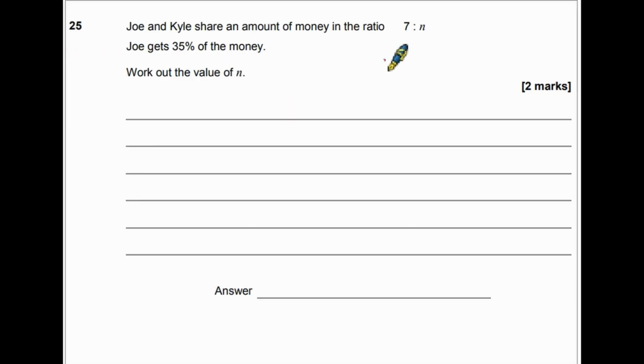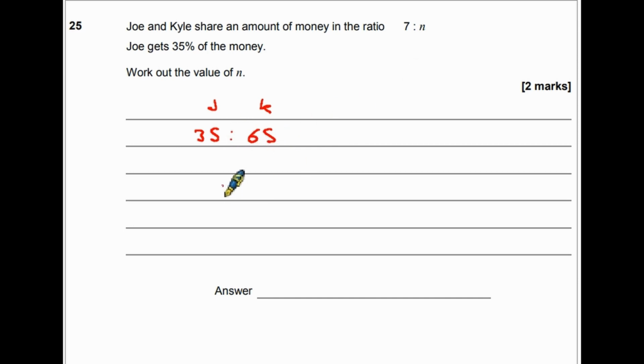Question 25 brings us into a ratio question. Joe and Kyle share the amount of money in the ratio 7 to n. Joe gets 35% and we need to work out what n is. Well, it is a ratio, so we've got Joe and Kyle. So let's put the ratio of the percentages down. Joe is getting 35%. So if Joe's getting 35, that must mean Kyle is getting the other 65%. That's 100 in total. So there's our ratio.